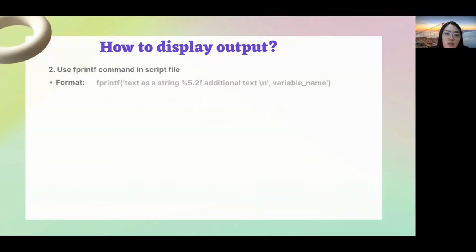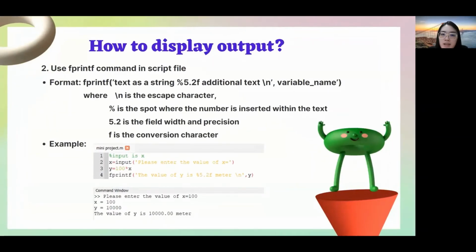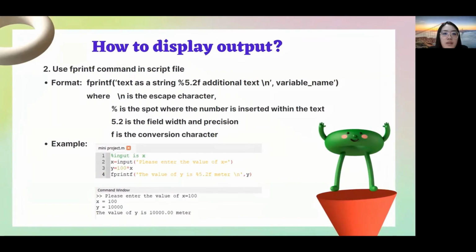Next, we also can use the fprintf command to display output. So the format is shown in the slide, which contains the escape character, the spot where the number is inserted within the text, the field width and the precision, and the conversion character. So all of this can be replaced or edited in order to fulfill our needs.